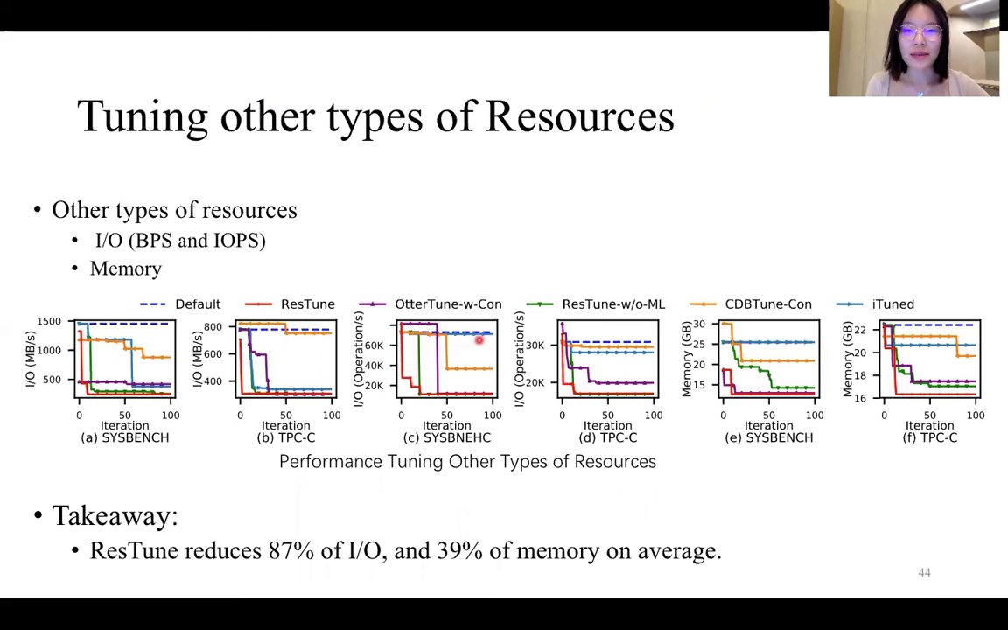Then we evaluate the performance of ResTune in optimizing I/O and memory. We conduct experiments on instance E, tuning sysbench and TPCC under the workload adaptation setting. The main difference from optimizing CPU usage is that we change the objective to I/O and memory, respectively. We can see ResTune reduces 87% of I/O and 69% of memory.